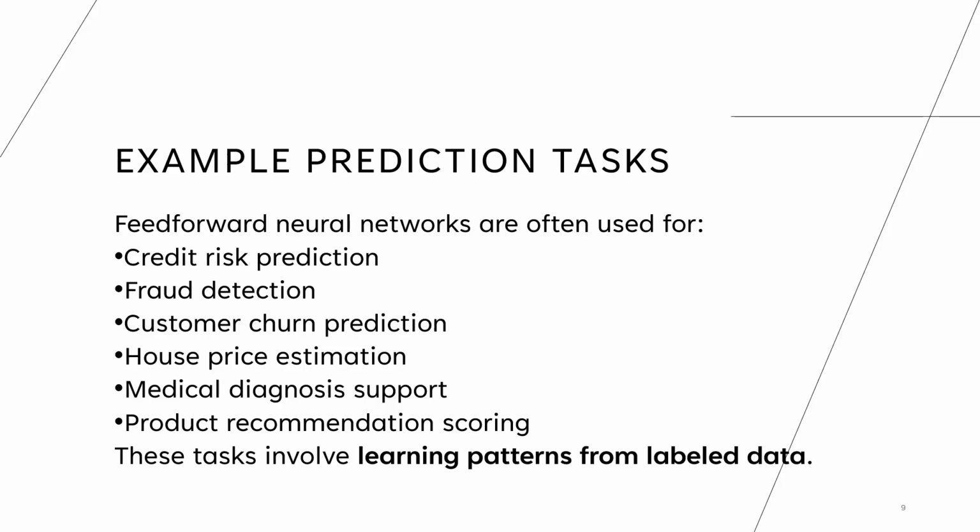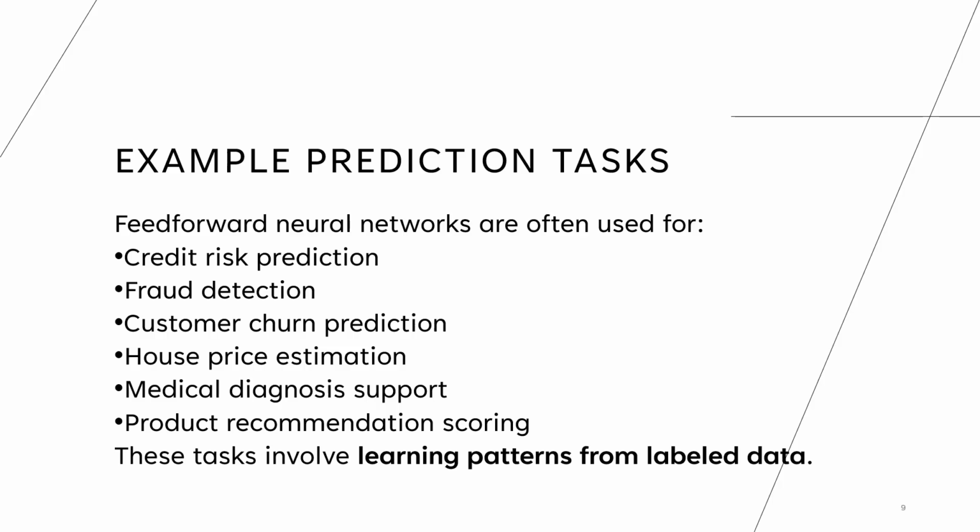For example, in finance, a neural network might be used to predict credit risk by analyzing information about a borrower's financial history. In cybersecurity or banking, these networks can help detect fraudulent transactions by identifying patterns that differ from normal behavior. In business analytics, companies often use neural networks to predict customer churn, which means identifying customers who are likely to stop using a product or service.